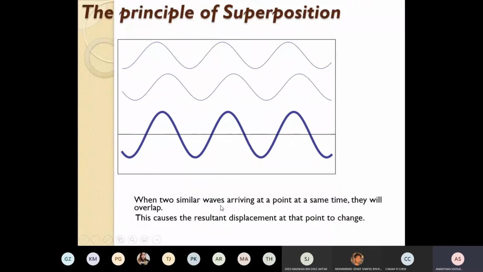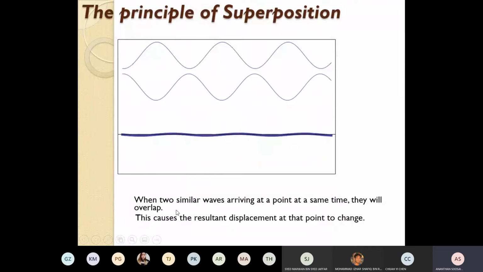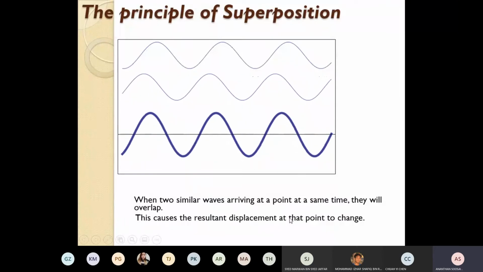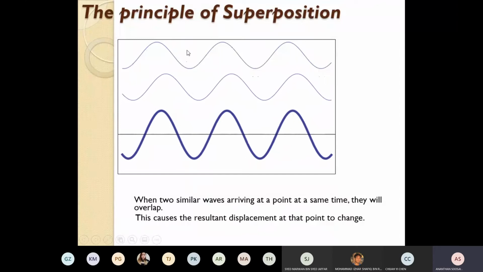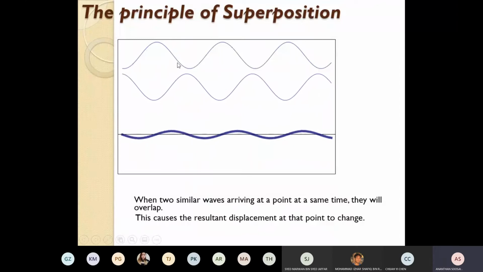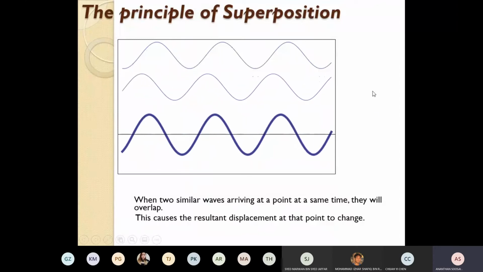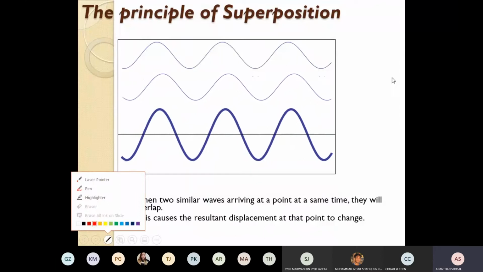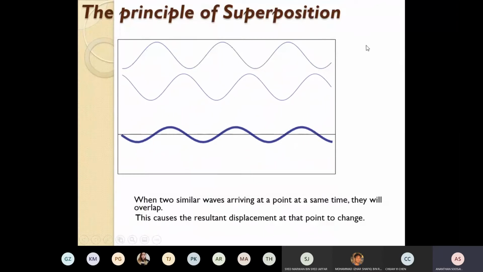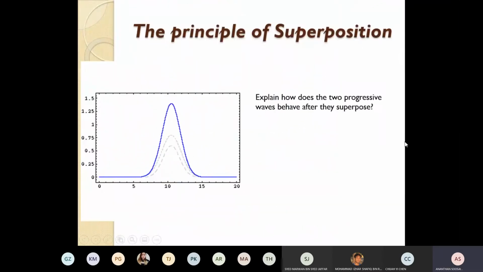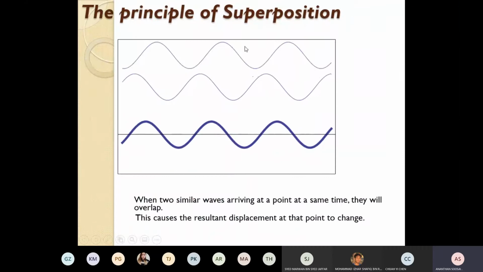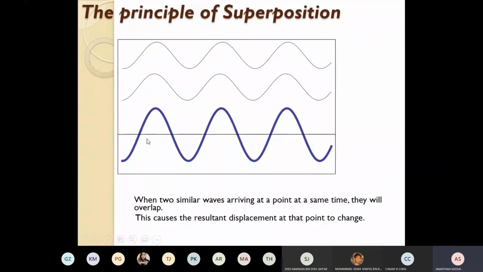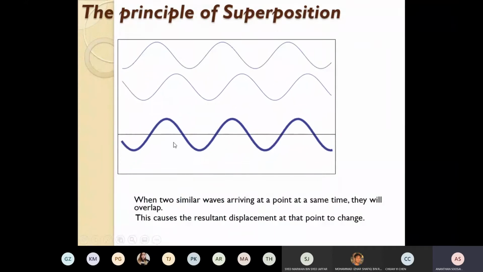When two similar waves arrive at a point at the same time, they will overlap. This causes the resultant displacement at the point to change. Let's say these two waves are meeting at one single point, like a water wave. One is traveling here, another one is traveling, and they meet up. When they meet up, superposition happens. The amplitude is going to increase and decrease.